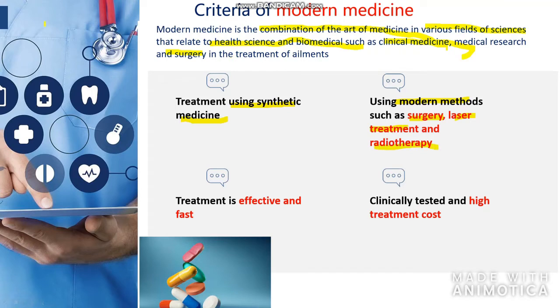But as compared to traditional medicine, modern medicine is more effective and fast. For example, when you're feeling a headache, you take modern medicine, it can relieve your headache. And then the last one is clinically tested and high treatment cost. For modern medicine, cost yang diperlukan agak lebih tinggi, and clinically tested means, for example, Panadol is good for headache. It has been clinically tested before it is introduced to the people.